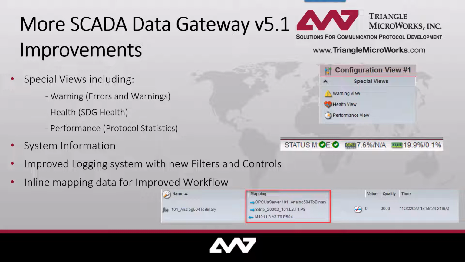We've also added a way to navigate around your logging system easier. You can filter down directly to the information you're interested in viewing. And my favorite feature is that the mapping information is now in line with the point itself. This allows you to quickly see what is mapped to where without needing to navigate to another window pane.